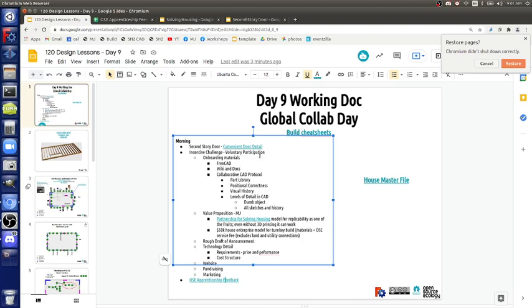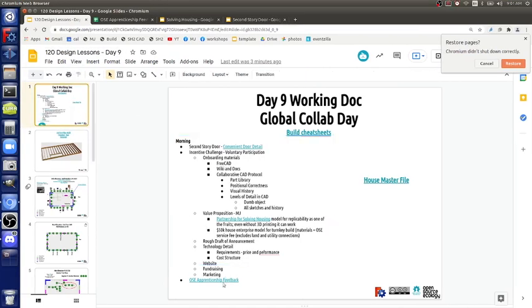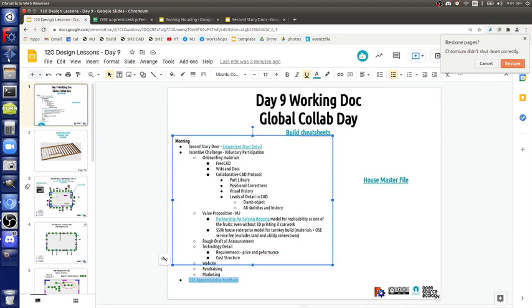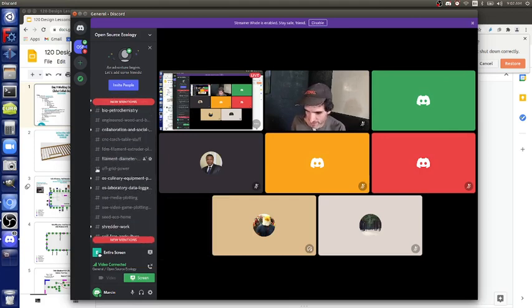So that's that. So definitely do the OSE apprenticeship feedback. Where is the form? Where do you find the form? Click on it so you see today's note sheet, today's working doc. You access that through my logger, day 9. We're at day 9. I can paste it. Where's that? I'm kind of confused on that.